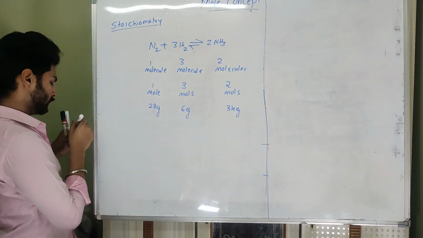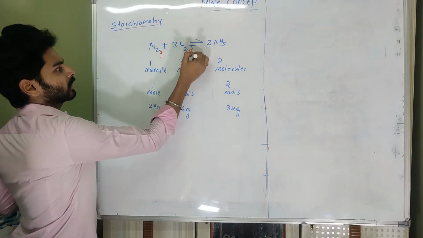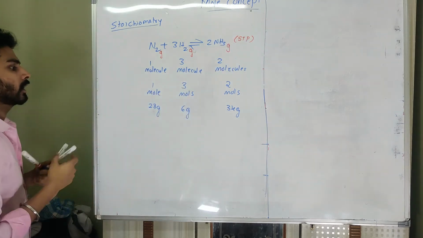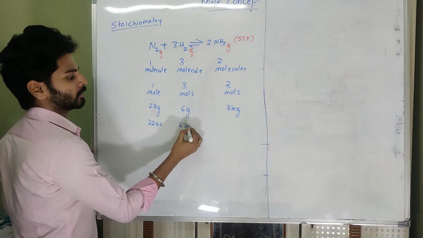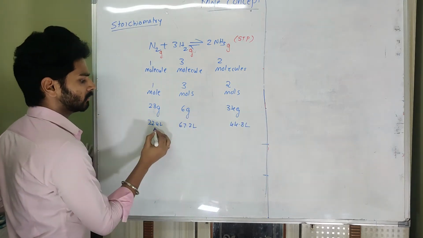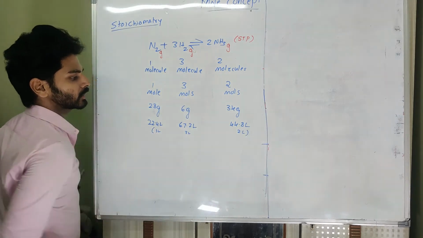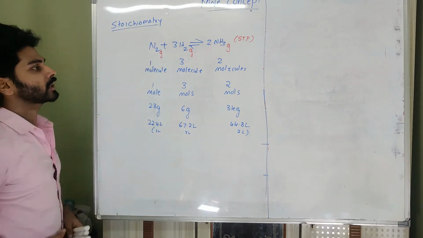In terms of volume, if it is gaseous and performed under STP, then the fourth conclusion will be 22.4 liter, 67.2 liter, and 44.8 liter. We can keep it in a 1 liter, 3 liter, and 2 liter ratio because that is the minimum ratio. Now this is the stoichiometric ratio.